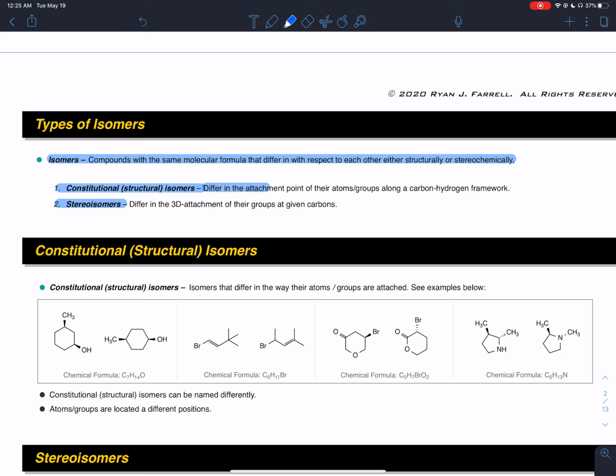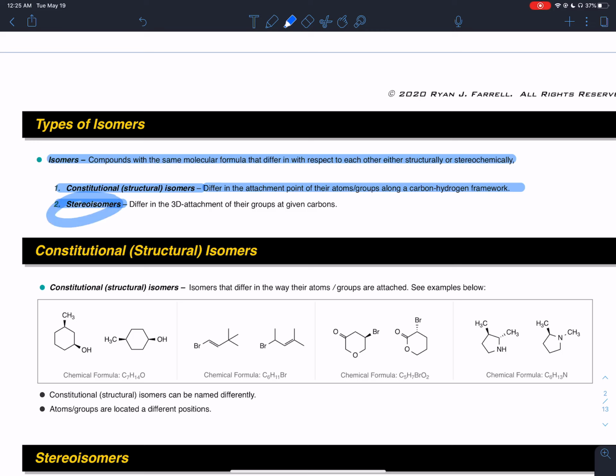Constitutional isomers differ in the attachment points of their atoms or groups along the carbon-hydrogen framework. We could say that constitutional isomers are built differently. You could actually name them differently, okay? 1,1-dimethyl cyclohexane versus 1,3-dimethyl cyclohexane, for instance.